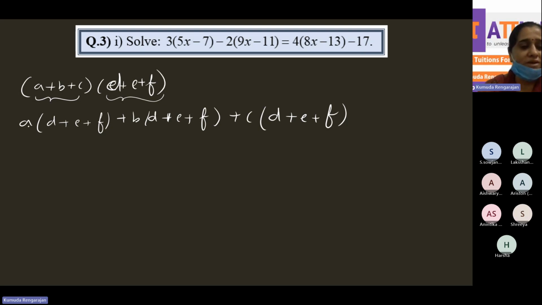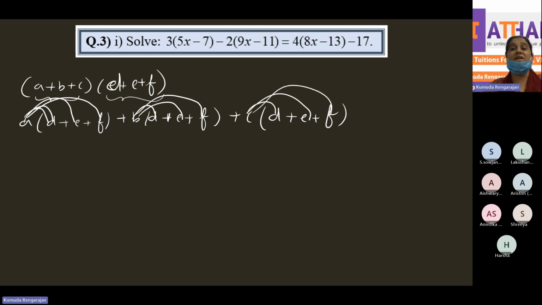So how many terms are you going to get? AD, see here, 1, 2, 3. When you multiply, 3, 4, 5, 6, 7, 8, 9. 3 into 3, 9 terms. So the product will have 9 terms. 3 3s are 9. Supposing you're multiplying a binomial with a trinomial, then it will have 6 terms.